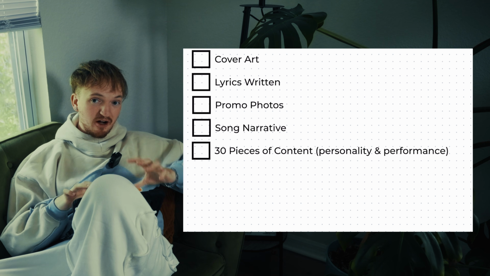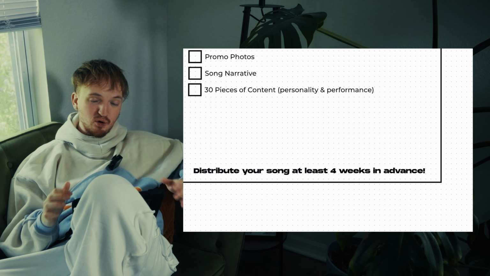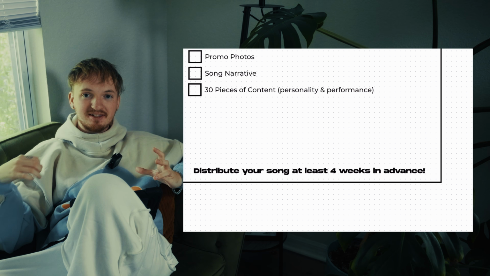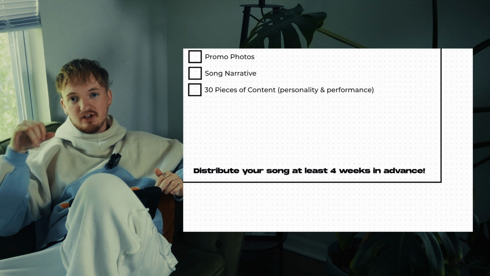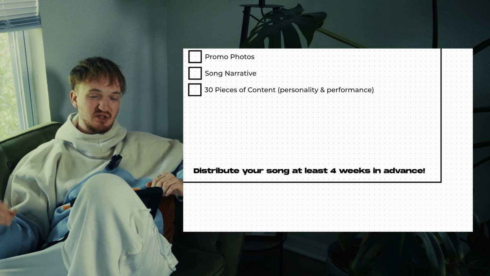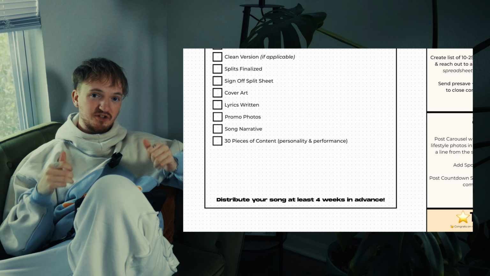Now, once you've got all of these, you want to make sure that you distribute your song at least 4 weeks in advance. And this is important because your distributor needs time to be able to get you in things like Release Radar and get you the opportunity to get on Spotify editorials and things like that, which is going to be really important. So once your song is in the system, you're good to go.